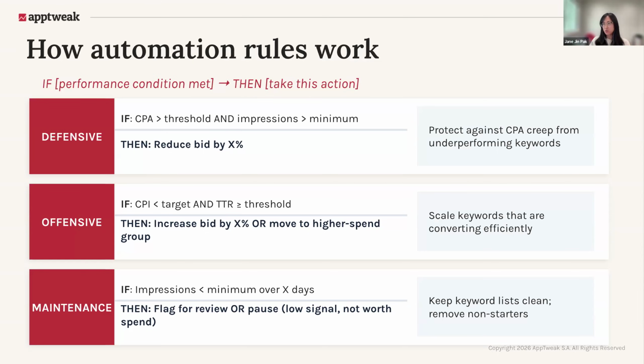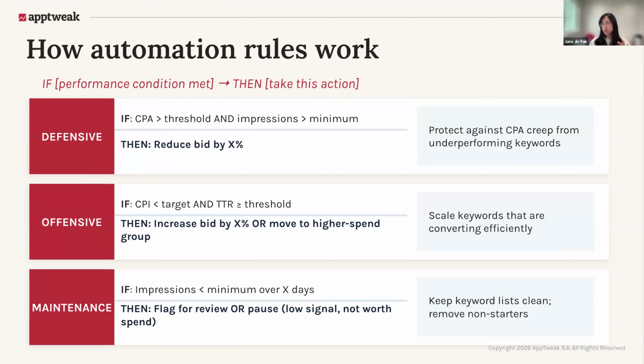In Campaign Manager, this works off of an if-then structure. If a keyword, an ad group, a campaign, or a search term meets certain conditions that you get to choose, then an action will occur. For example, if a keyword has a minimum of 10 installs in the last 10 days, and its CPA is 10% above my target, then decrease the keyword bid by 5%.